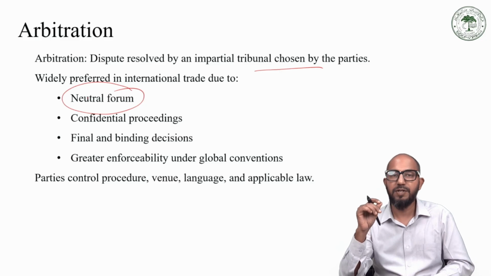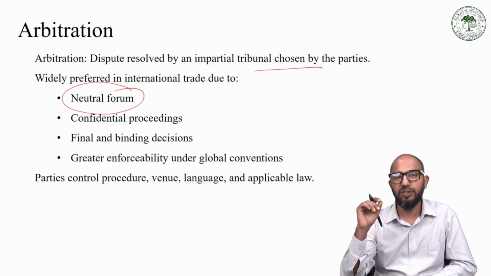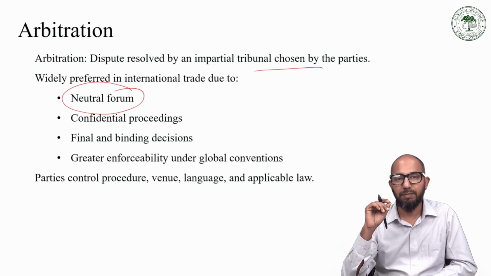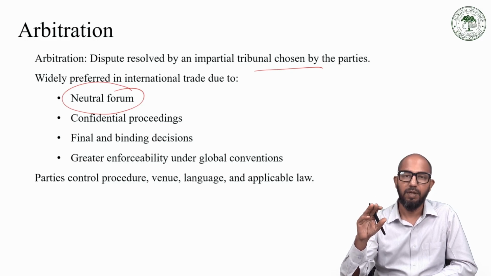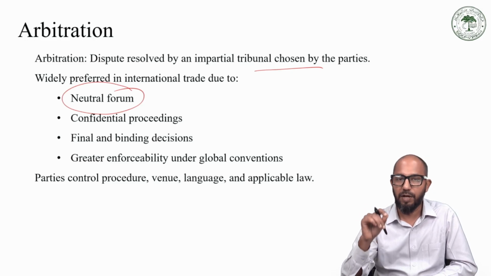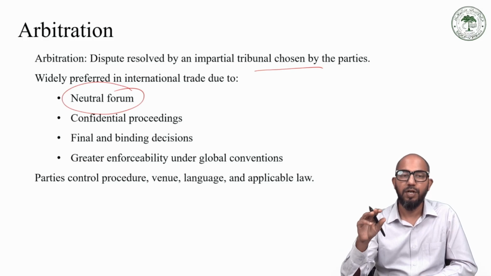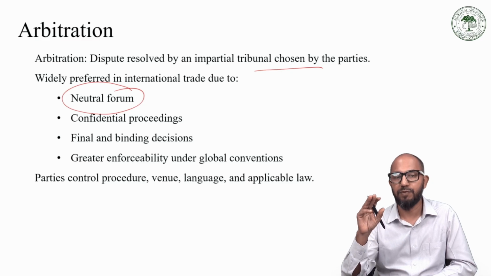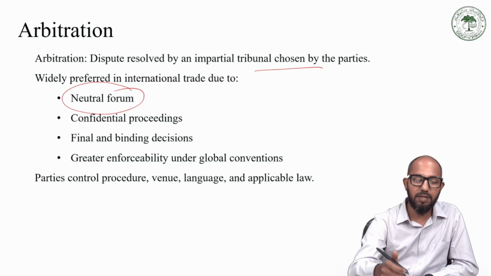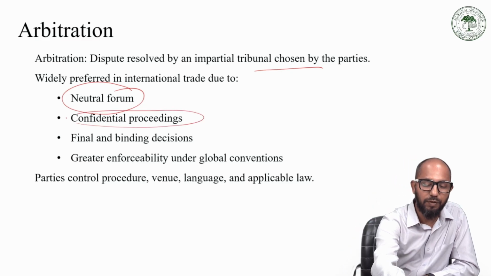The arbitration organization, which is a tribunal, which has some legal sanctity, is considered to be a neutral forum. Because of its neutrality as well as legally binding approach, it is one of the best ways in which disputes can be resolved. The second is confidential proceedings.